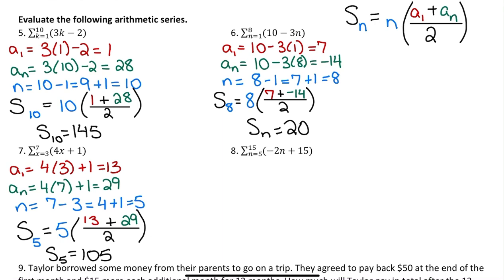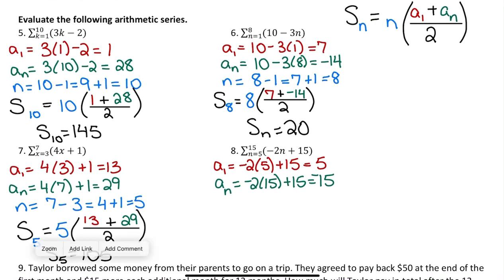Number 8. We have our first term. We'll take and substitute 5 in for n. And we get 5. Then the last term, we'll substitute 15 in for n. And we get negative 15.